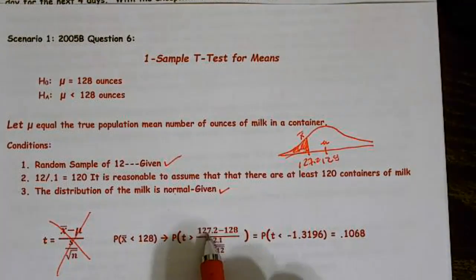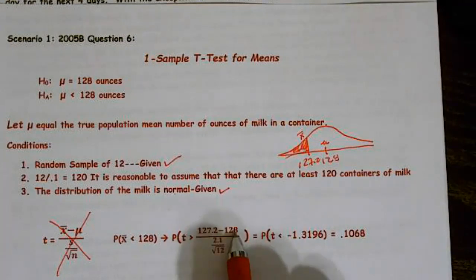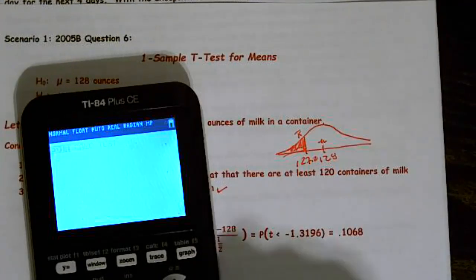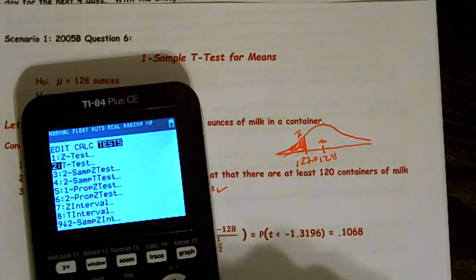Our numbers are: 127.2 is our X bar, our population mean is 128, our sample standard deviation is 2.1, and our sample size is 12. So here's where I go on the calculator: Stat, Tests, T-Test.